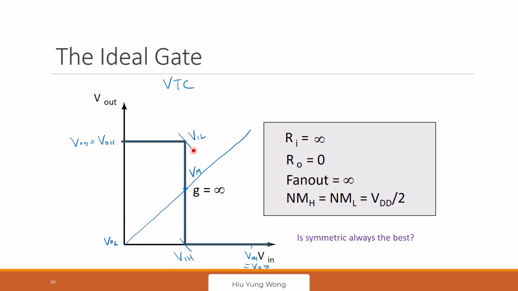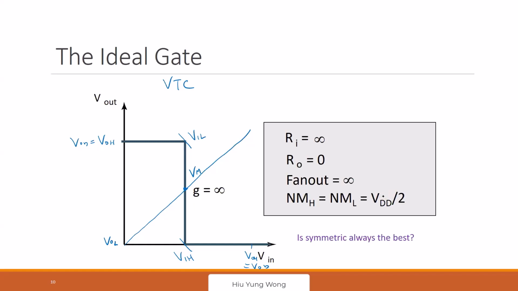Remember when we talked about the regenerative property, I said if you have a straight one, cool, you have a very good regenerative property. If you have a horizontal one, then even a little bit of noise is going to screw up your whole circuit. The only question is that this is symmetric: NMH equal to NML equal to VDD over 2. Is that always the best?